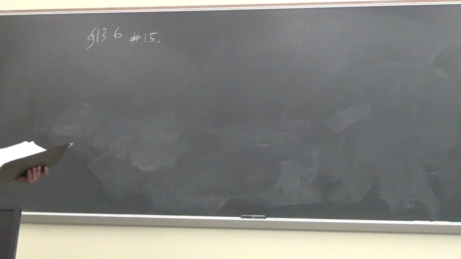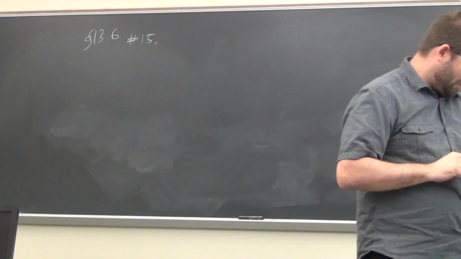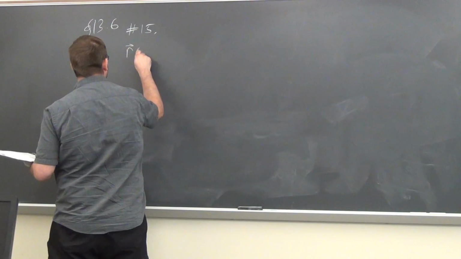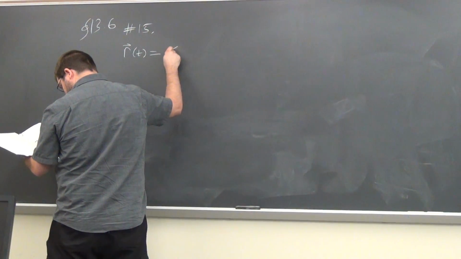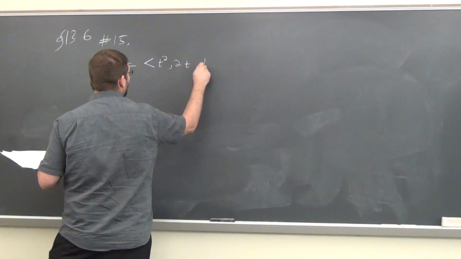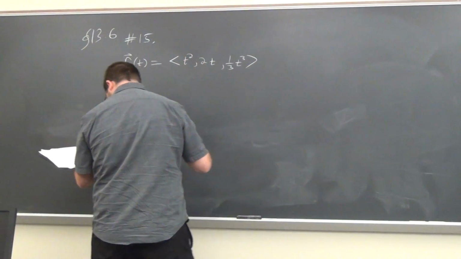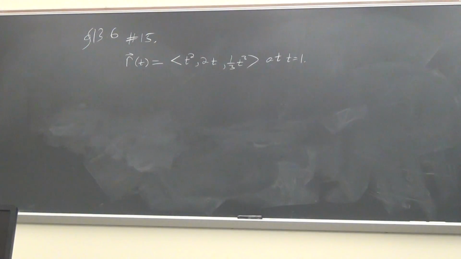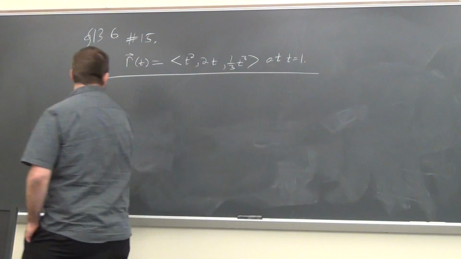Problem 15 says find the unit tangent vector, the unit normal vector, and the binormal vector of the given curve. They give you this: t squared, 2t, one-third t cubed, and then they tell you to find it at a specific value of t. So at least you'll have just numbers to punch in at the end, and some of it might be relatively easy to figure out. So let's just start working things out.